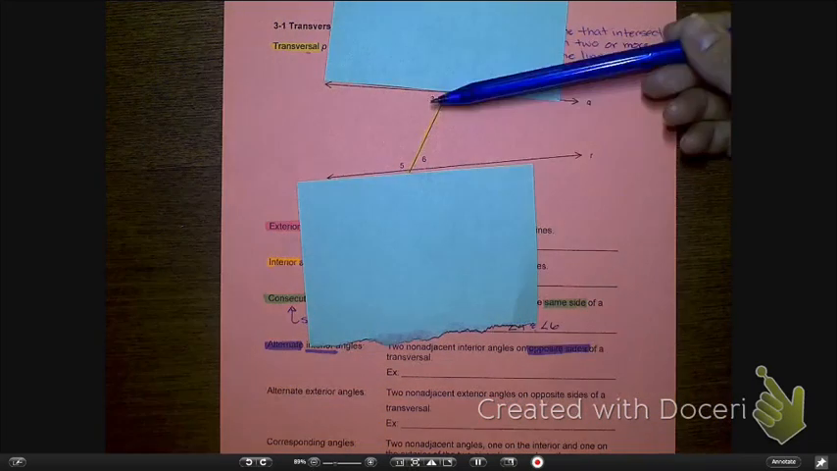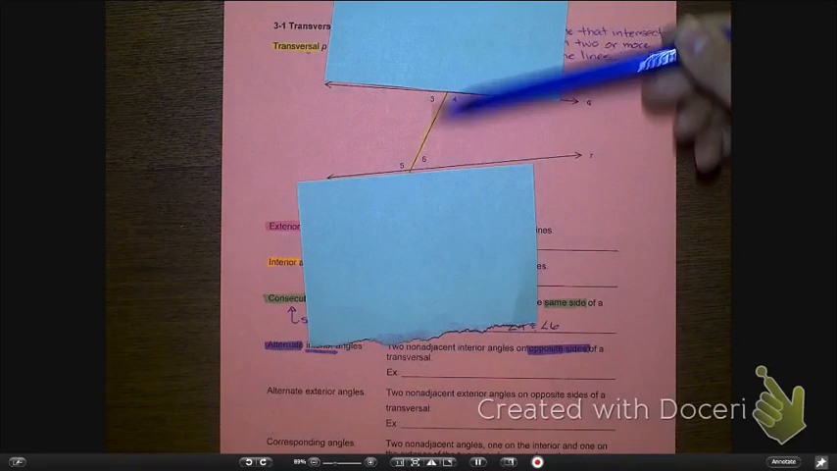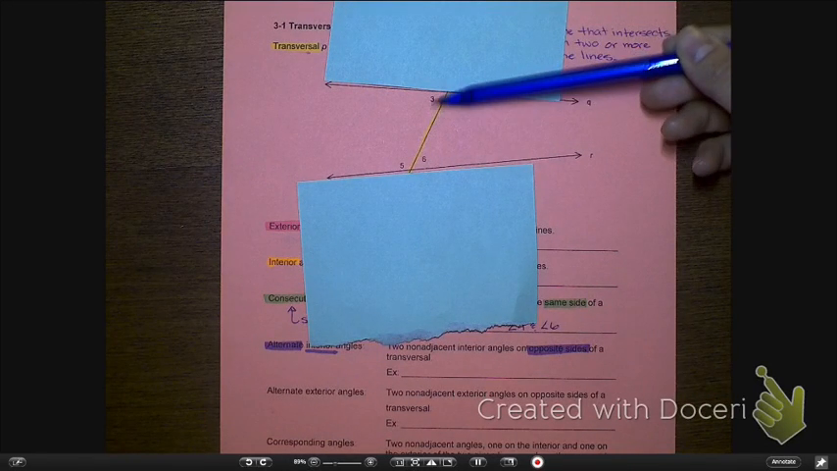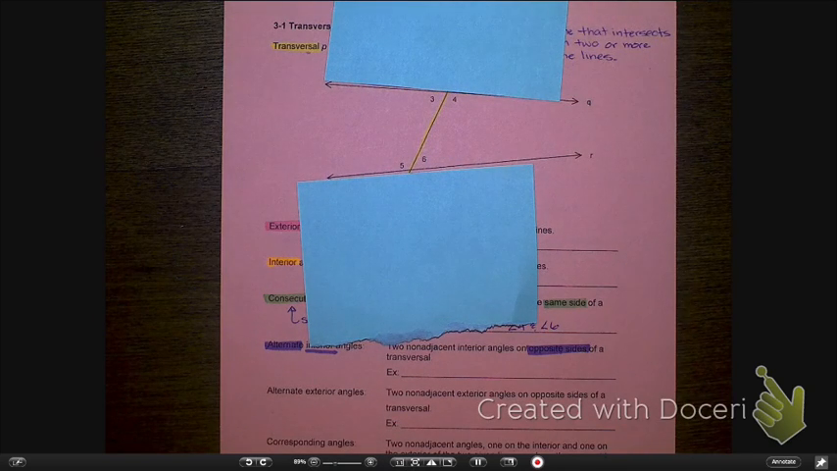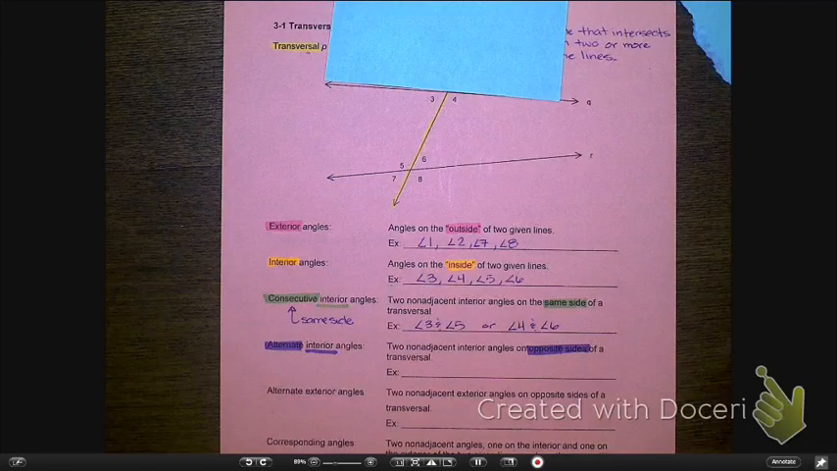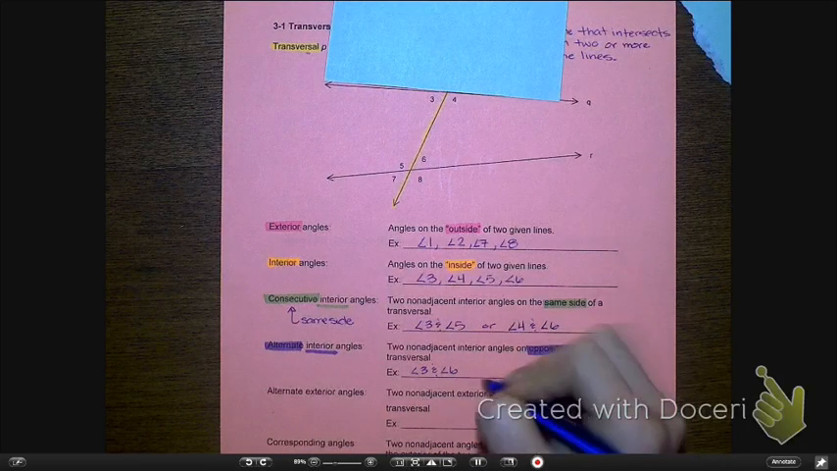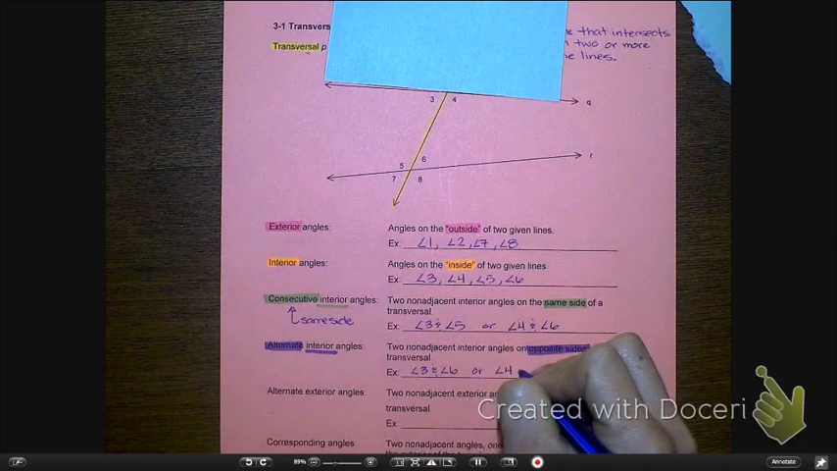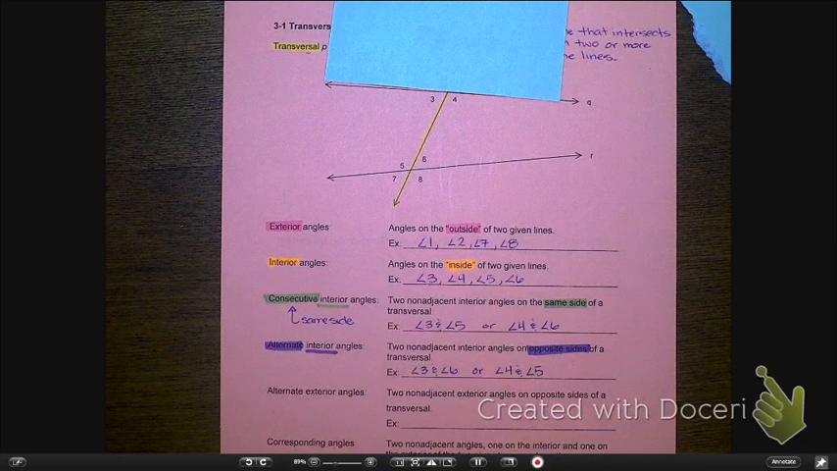What I would call an alternate interior angle with 3 is 6. These are on opposite sides of the transversal. Does that make sense? Okay, so what other two are alternate interior angles to each other? 4 and 5, okay? So we're going to go ahead and write those down. So we said angle 3 and angle 6, or angle 4 and angle 5. Okay? Does that make sense there, how we got that?